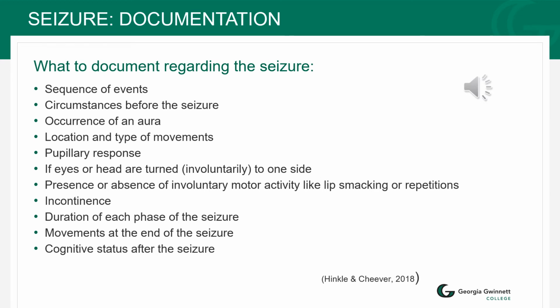So again, remember with the tonic-clonic seizures, the tonic period is the stiffening of the muscles, and the clonic period is when they start jerking, they have rhythmic jerking of the extremities. So you're going to want to document how long they did either one of those activities.